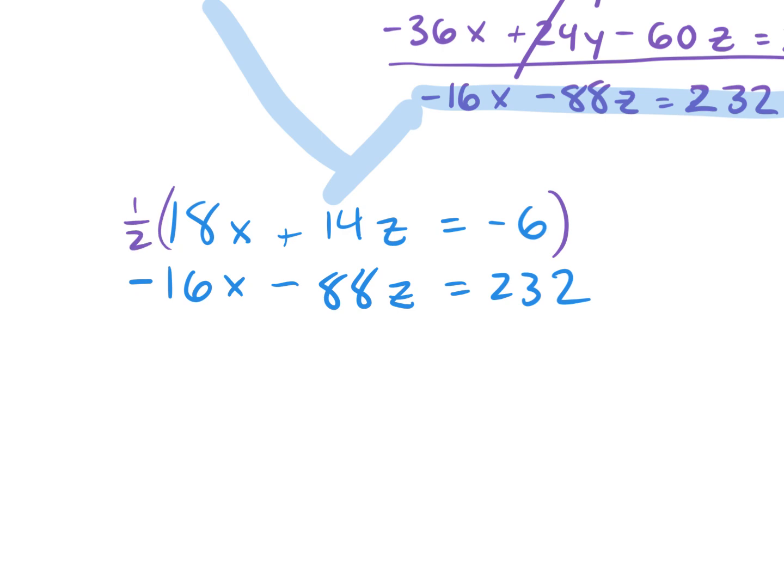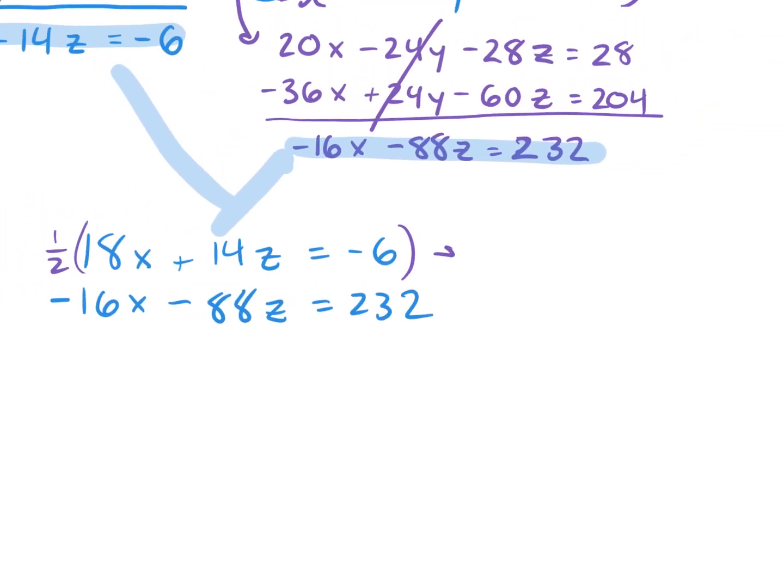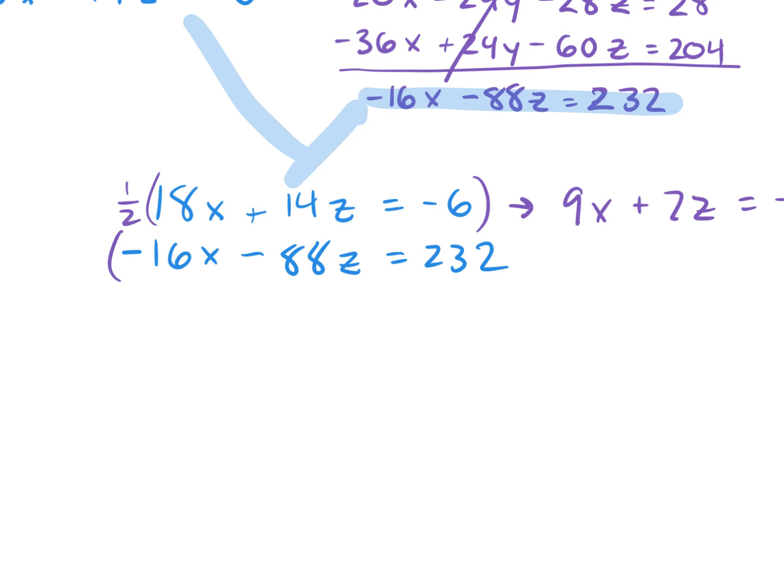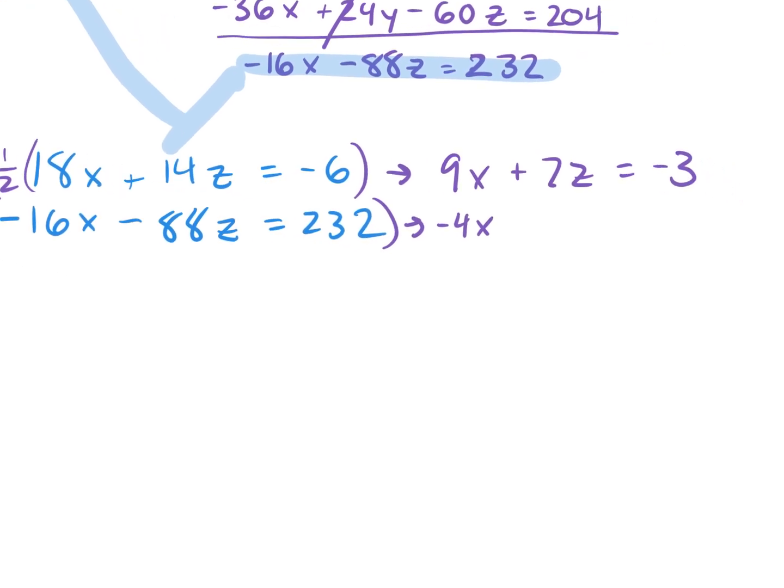So I'm technically multiplying by 1/2, so I'm just dividing them all by 2. So this would be 9x plus 7z is equal to negative 3. What can I divide my second equation by to make our numbers a little bit smaller? 4. We can do that. So I'm technically multiplying by 1/4, which is the same thing as dividing by 4. So my new second equation here would be negative 4x, negative 22z, is equal to 58.